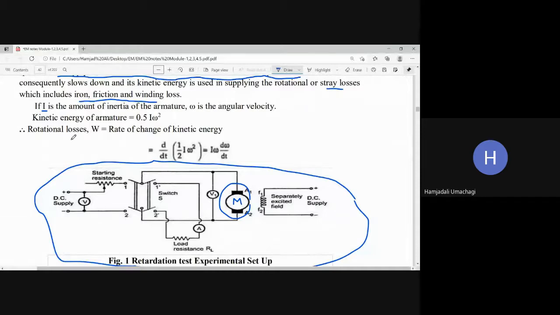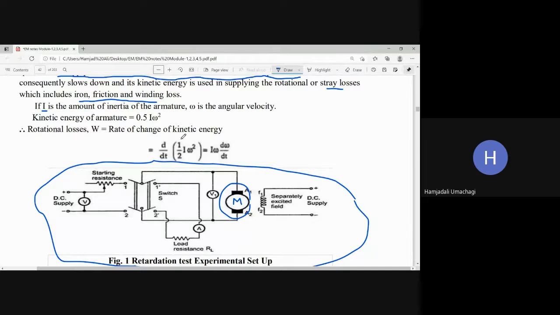Now, rotational loss. Rotational loss is nothing but the stray loss. It is denoted as W. And what is this rotational loss? It is the rate of change of kinetic energy. So whatever kinetic energy is there while it is going to slow down, all that energy will be absorbed or wasted for overcoming the rotational or stray losses. So that is nothing but the rate of change of kinetic energy, which is the rotational loss in this case.